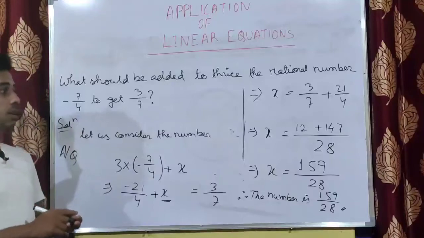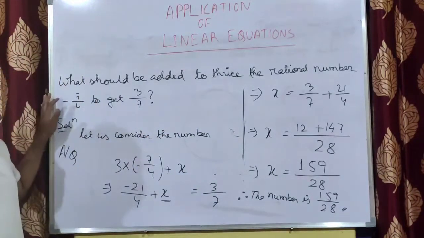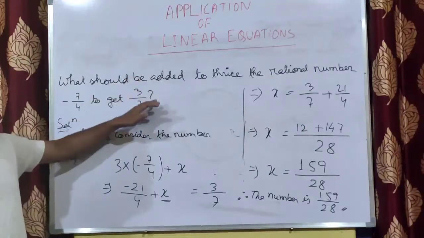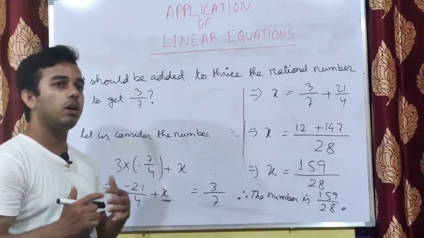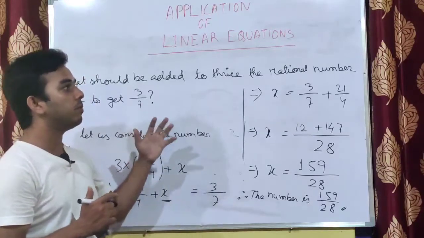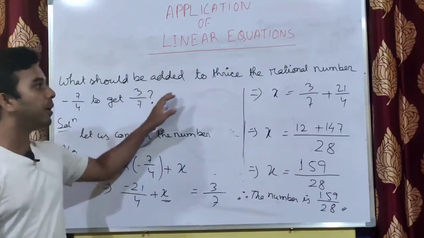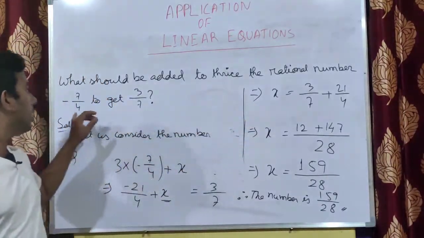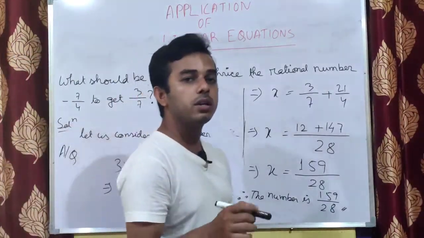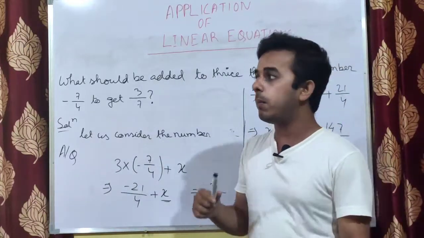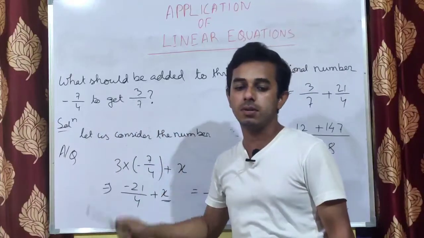Okay, let us rewind this. Here, in application of linear equations, we will not find direct equations, right? We have to make or decode equations from the questions. So here the question is: what should be added to thrice the rational number minus 7 by 4 to get 3 by 7? What is asked? We should add which number to 3 times minus 7 by 4 to get 3 by 7?